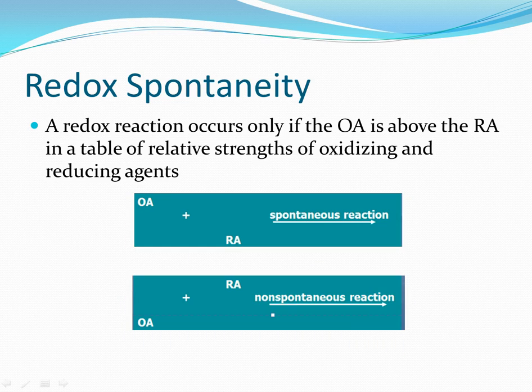This leads to a rule of redox spontaneity. In a table of relative strengths of oxidizing agents and reducing agents, if the oxidizing agent is above the reducing agent, the reaction is spontaneous. If the oxidizing agent is below the reducing agent, the reaction is non-spontaneous.